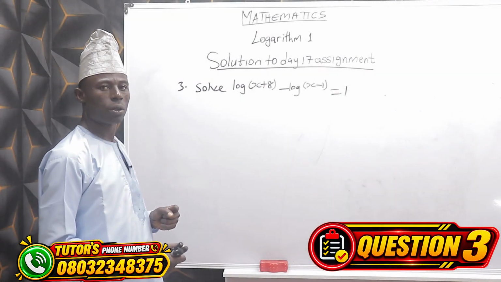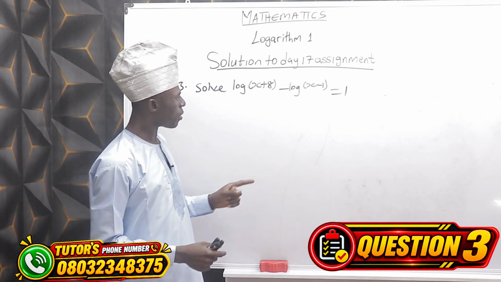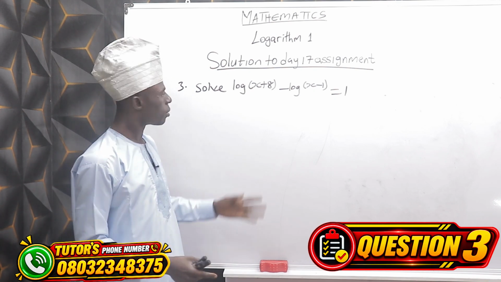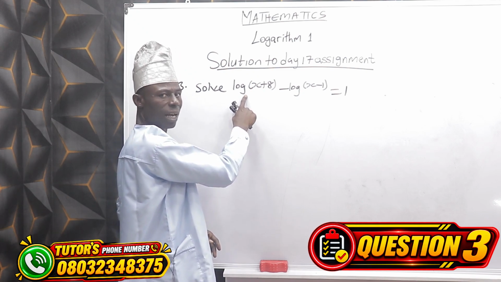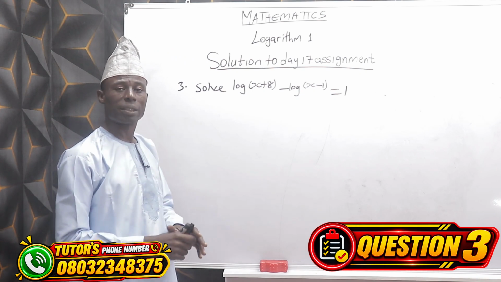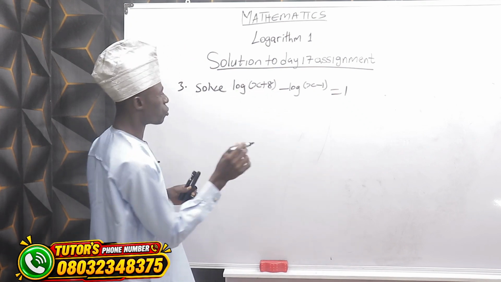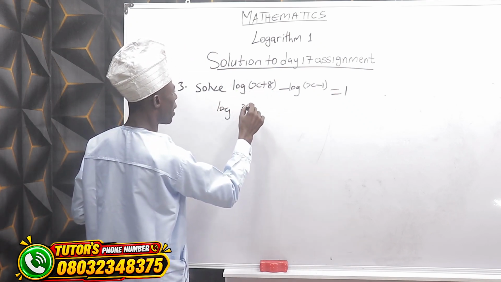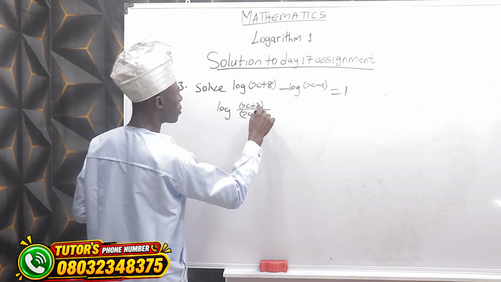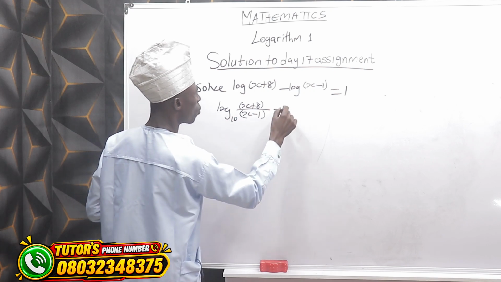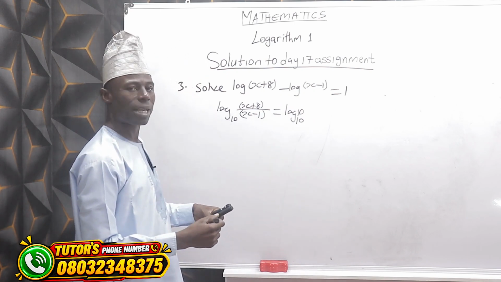Let's have the solution of question 3. Solve log (x plus 8) minus log (x minus 1) equals 1. Once you don't have a definite base written at the subscript of the log, it simply means that we are operating in base 10. So subtraction will turn to division as usual. So we have log of (x plus 8) all over (x minus 1) base 10 equals log 10 base 10. Why do I write log 10 base 10 straight?